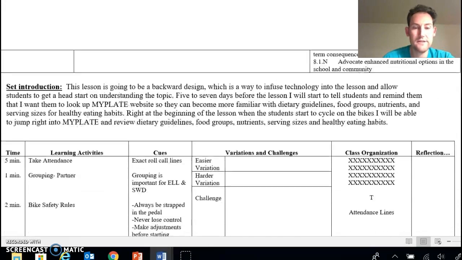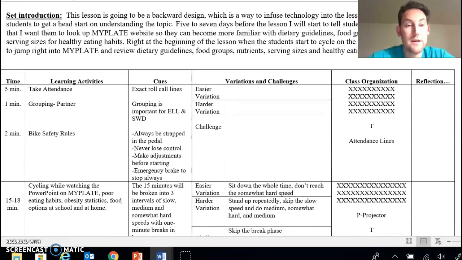So getting into the lesson, attendance is really important because you need to know who's there and who's not there. And then if you ever have a substitute, you want to have really good roll call lines, really good classroom management.